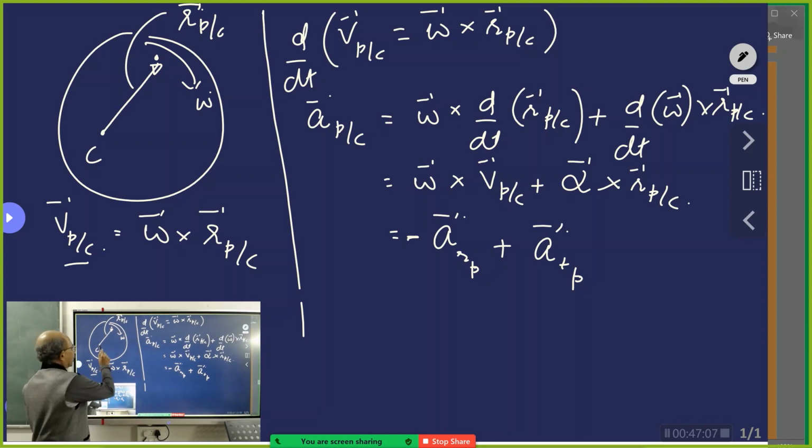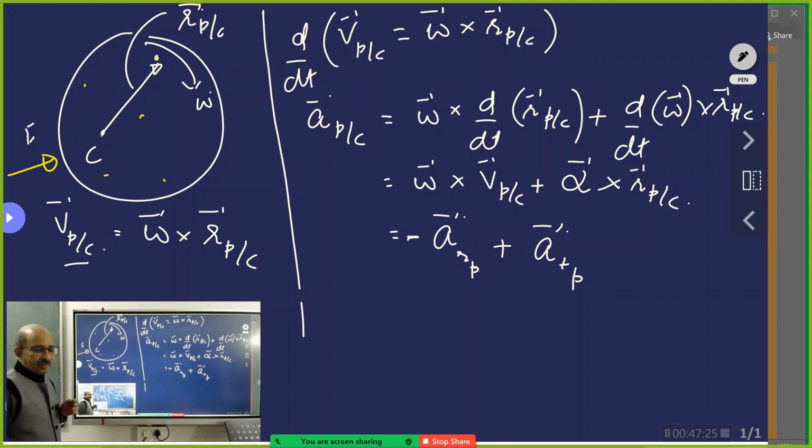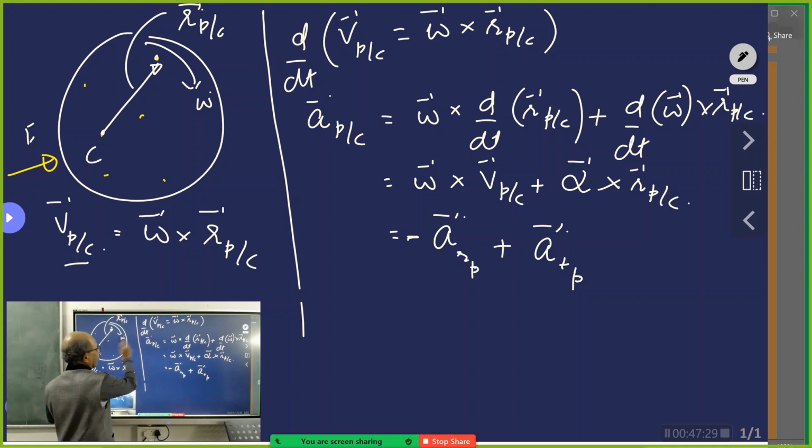Say now this particle's velocity with respect to center is VP with respect to C. Now, if an external force is acting on this body, then this will also accelerate, and all the points will accelerate. So, what is the acceleration of that point? Develop it from this equation. So, the acceleration of that point with respect to C will be so and so.